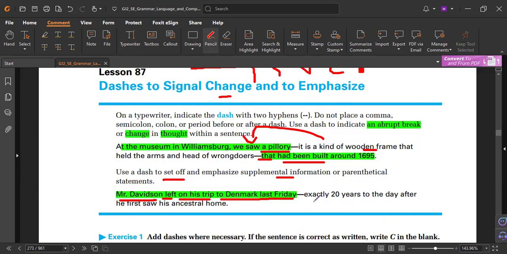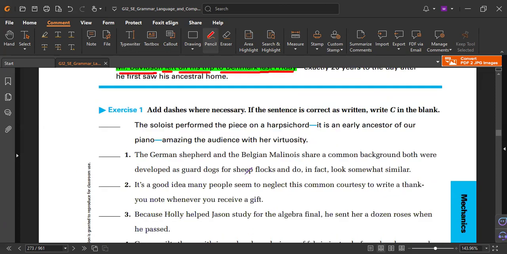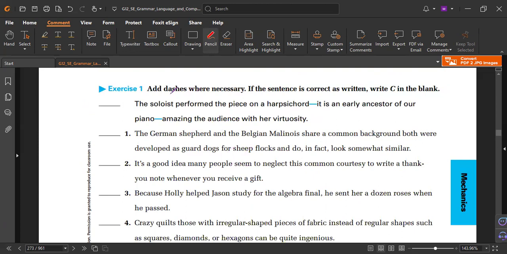Okay. This is what? To emphasize supplemental information. So that is my dear friend. Now we need to check. Do we need to add dashes where necessary? If it's correct, say correct. Yeah, this one is answered.